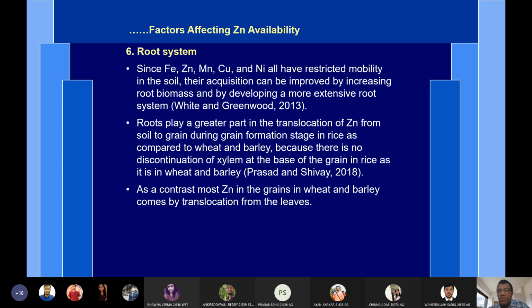Now, the root system is also important. More biomass of the root, more growth of the root, then they would be able to extract more zinc. If your root growth is not good, it cannot make the best use of zinc and also of other nutrients.